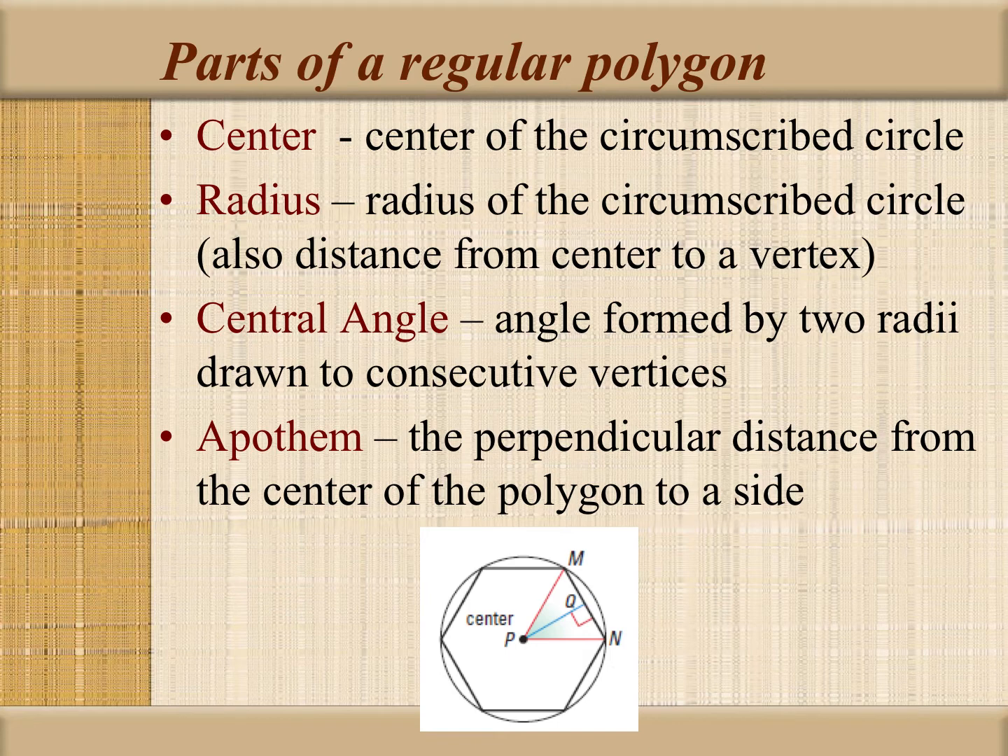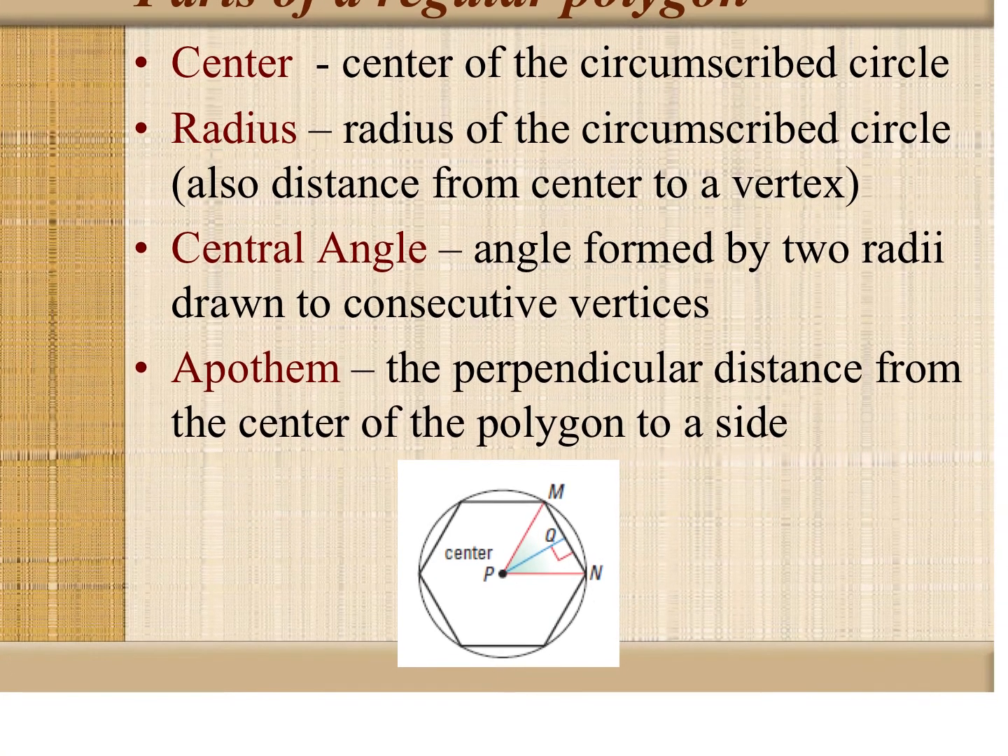So the center of the circumscribed circle. The second vocab word is the radius, and the radius is going to be the radius of the circumscribed circle. It's also the distance from the center to the vertex. And then the next one is called the central angle, and that's going to be an angle that's formed by two radii that are going to be drawn to two consecutive vertices. Then the next vocabulary word is called the apothem, and that is going to be the perpendicular distance from the center of the polygon to a side.